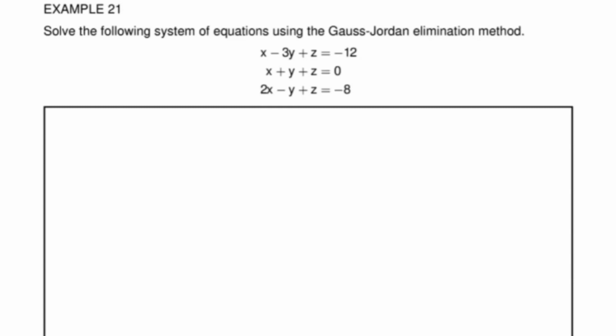Example 21. Solve the following system of equations using the Gauss-Jordan elimination method.